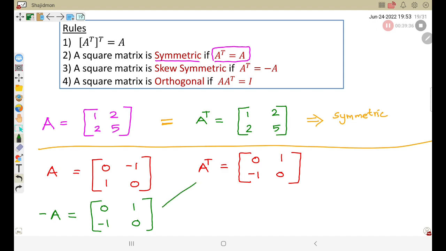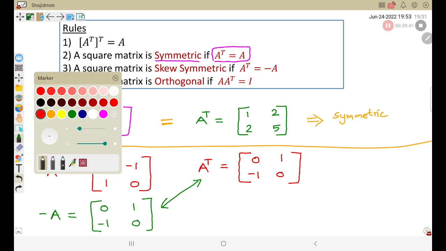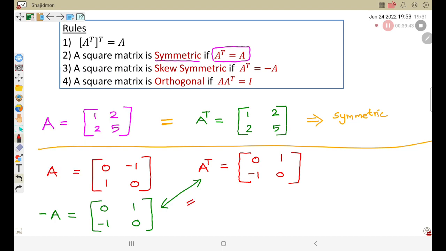Now check these two matrices, minus A matrix and A transpose matrix. Both are the same, correct? First number 0, second number 1, third number minus 1, fourth number 0. So when minus A matrix and A transpose matrix are the same, we call it a special name, skew symmetric matrix. This is the difference between symmetric and skew symmetric. Symmetric means A and A transpose should be the same, but skew symmetric means A transpose should be equal to minus A. Okay, so this is the idea.